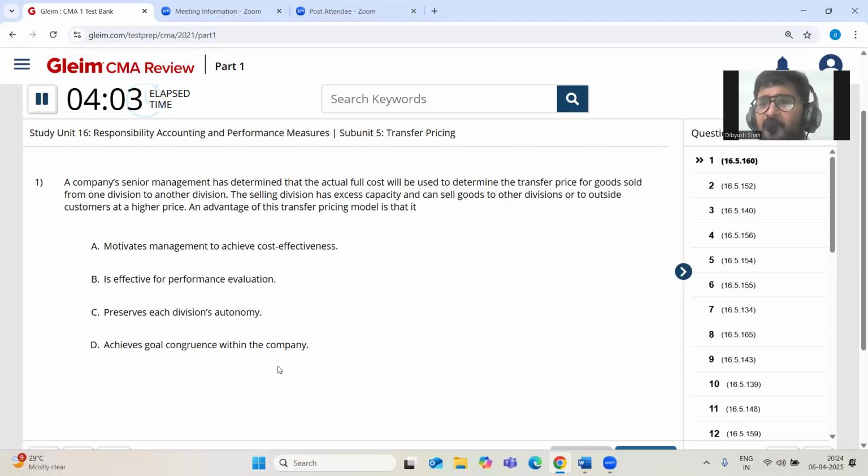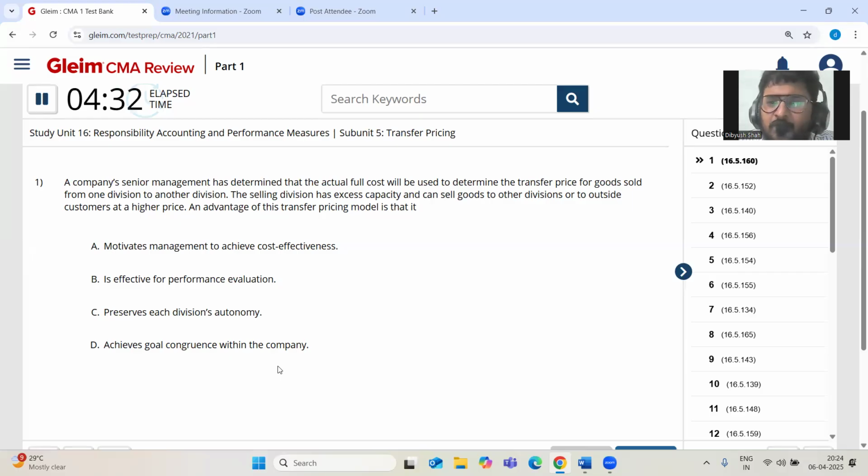Is effective for performance evaluation. Remember, most of the companies have autonomy, profit centers, the divisions operate. So this is not effective for performance evaluation because you are giving me $7. Okay, I have excess capacity, but I could have sold it for $9. So you are taking some profit away from me and transferring it to buying division. How is this fully fair? No.